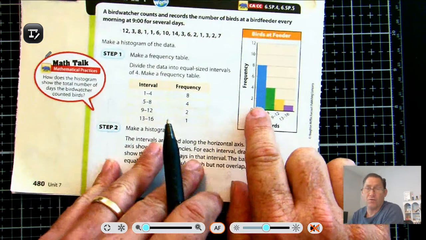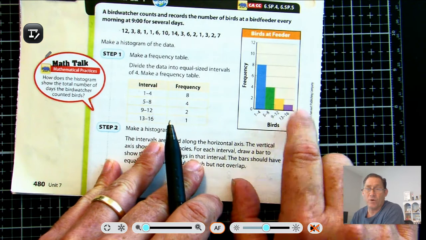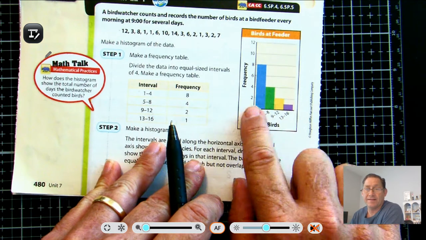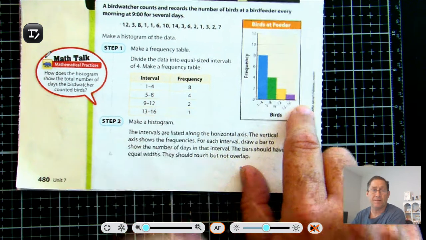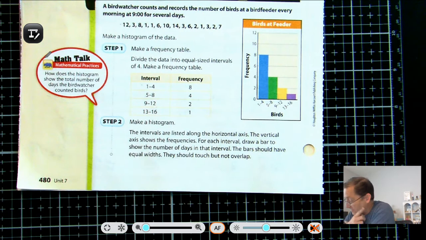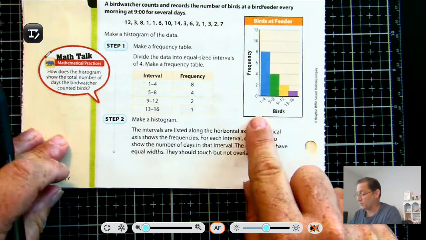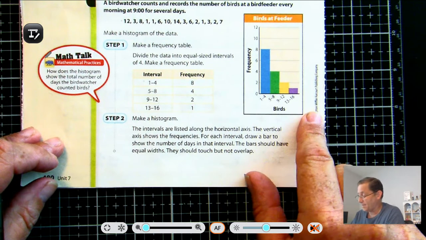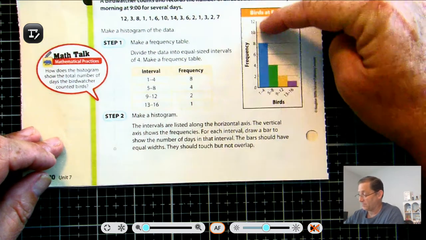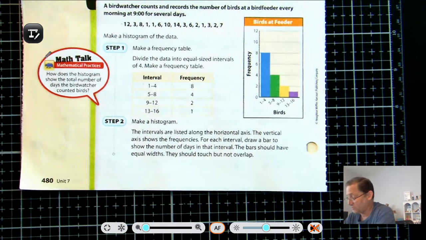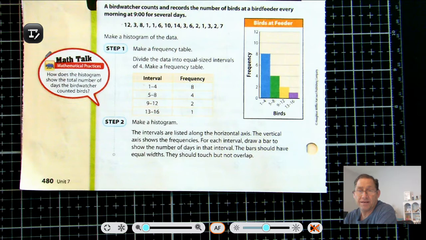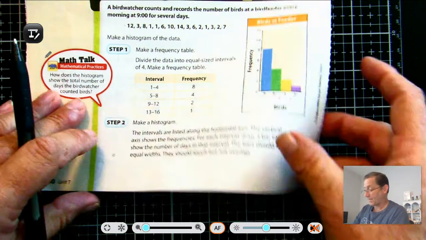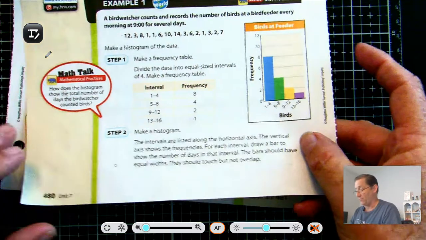You notice that all the bars are the same width, that they don't overlap, and there's no gaps between them. The intervals are listed along the horizontal axis, and the vertical axis shows the frequencies. So for each interval, draw a bar to show the number of days in that interval, and the bars should have equal widths. They should touch but not overlap.